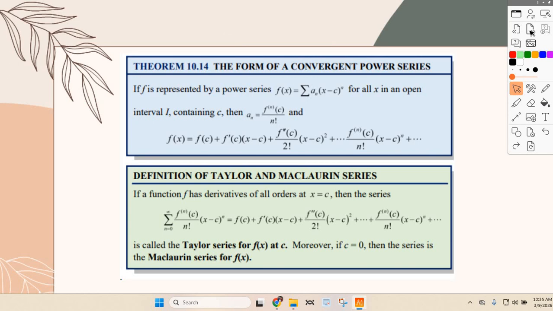You don't have to write all this down. Basically, just notice that the convergent form of a power series is that I have an a sub n times x minus c to the n power. And then our definition of a Taylor and Maclaurin series is very, very similar. Basically, this right half should look real familiar, because that is our definition of a Taylor polynomial. It's just rewriting it now in series notation. Yes? No? Maybe? Okay.